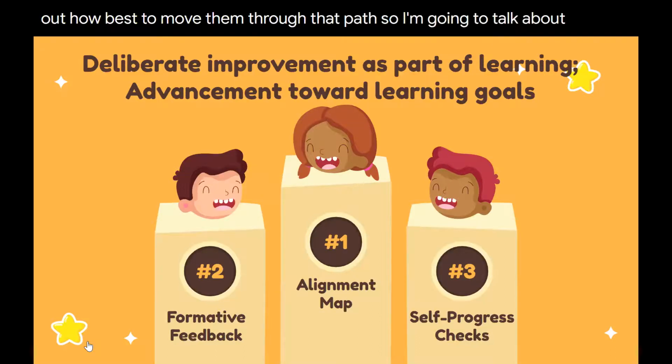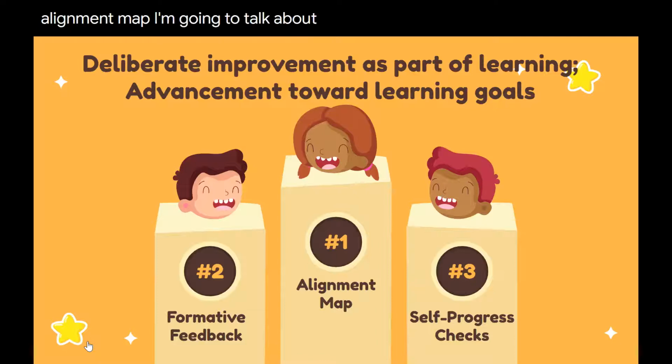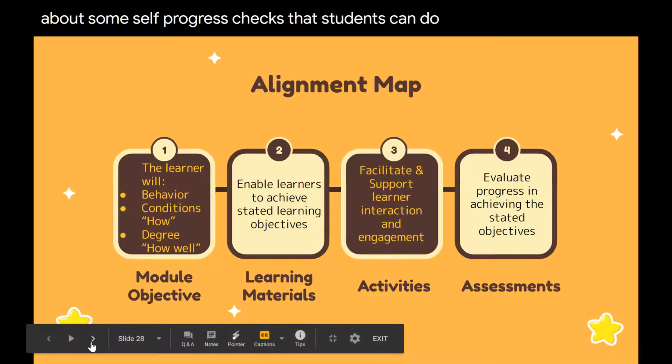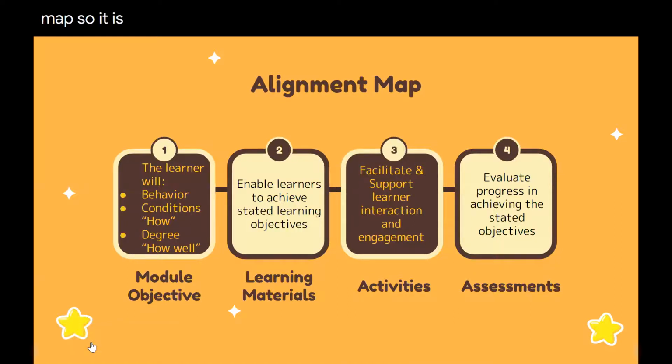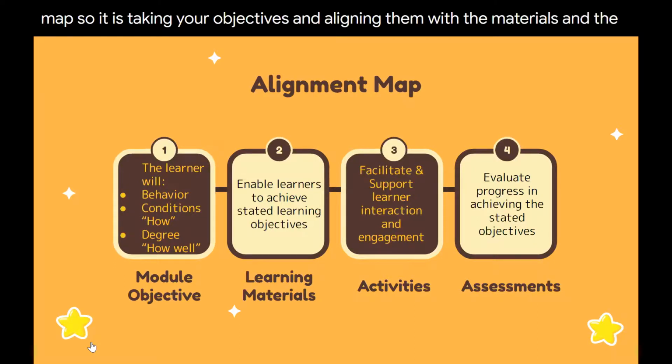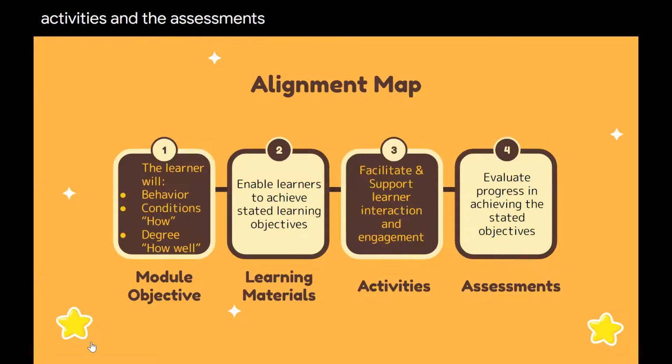So I'm going to talk about an alignment map. I'm going to talk about formative feedback, and I'm going to talk about some self-progress checks that students can do. So what is an alignment map? It is taking your objectives and aligning them with the materials and the activities and the assessments, so that students can instantly see why they're doing something, so that you don't have to answer, well, why am I reading this? Or why am I doing these problems?